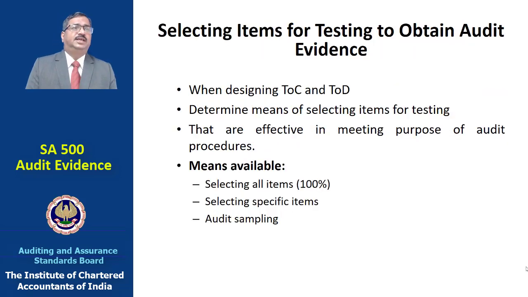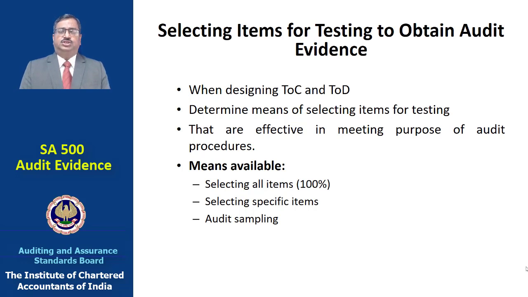As far as selecting items for testing to obtain audit evidence is concerned, the auditor has to determine the means of selecting the items for testing purpose. The auditor may carry out 100% selection of the items. 100% selection is done when the amounts are large and the number of transactions is small, so that the auditor tries to see the entire audit mass and is able to take that as audit evidence.